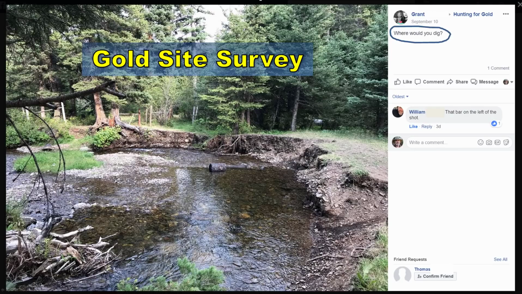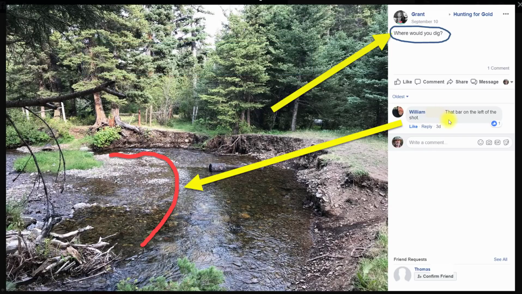On our page, Hunting for Gold, on Facebook, we have a question and answer area. So Grant asked, where would you dig? And William answered, that bar on the left side of the shot, or the picture. You see the bar is this red curve that goes around all the sand and gravel that's piled up in the center of the stream bed as it curves around the corner.